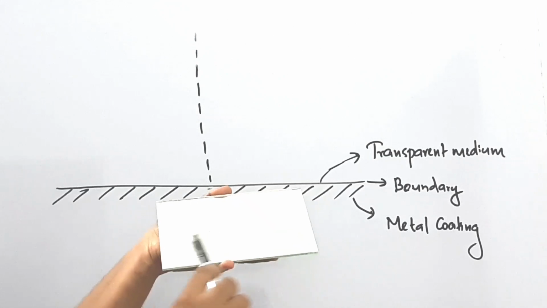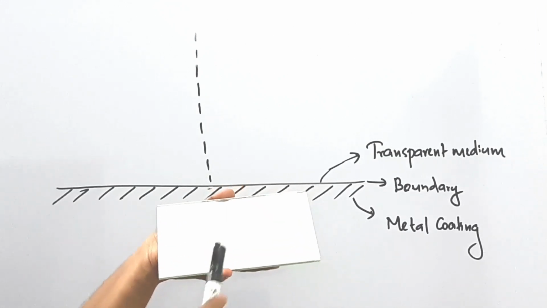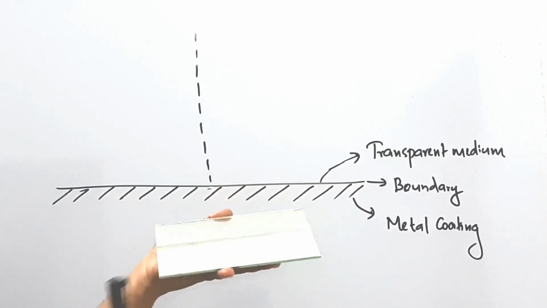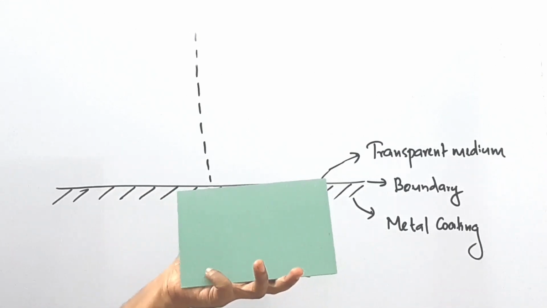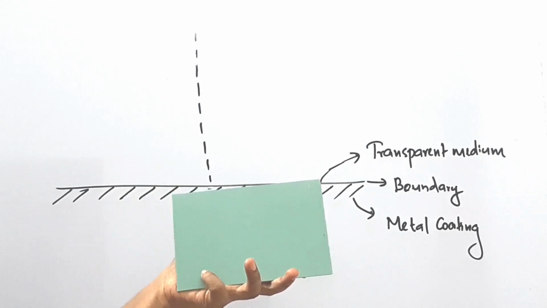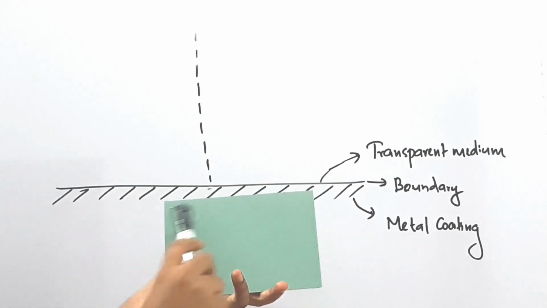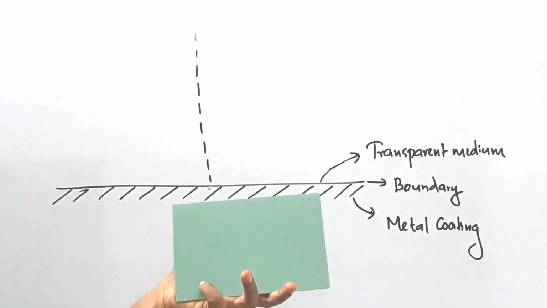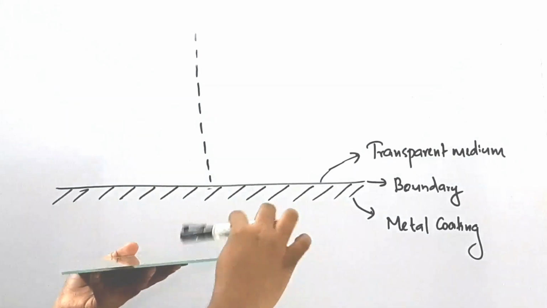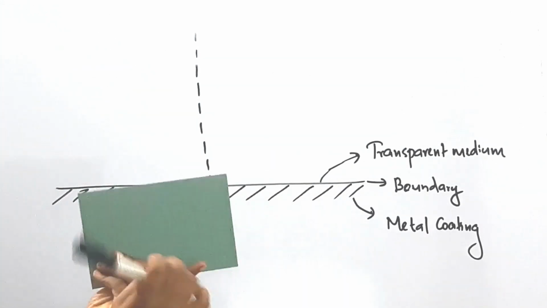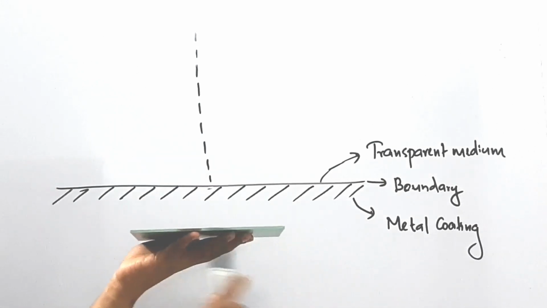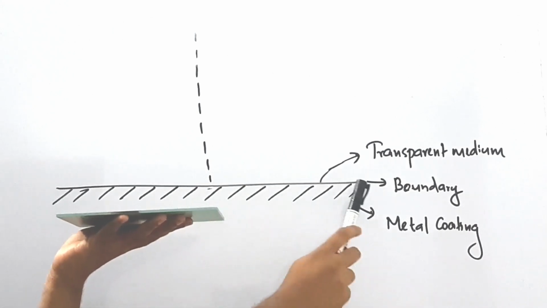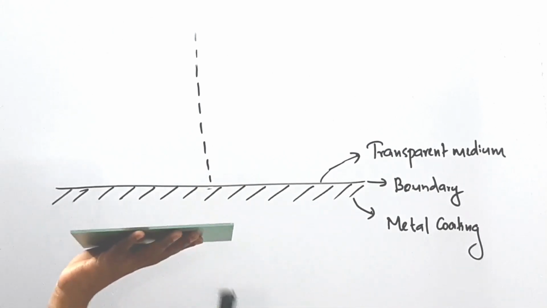This is the transparent medium of the mirror. This is made up of glass. This is the opaque medium of the mirror, which is usually made up of metals like aluminium or silver, and it is coated with paint. So, this is the transparent medium and this is the opaque medium. In between these two media, there exists the boundary between two media where reflection is taking place.